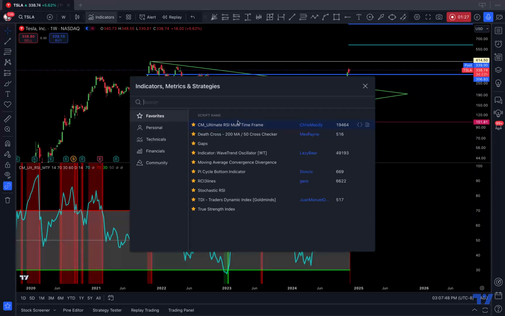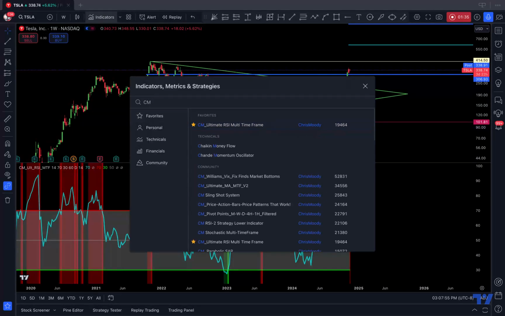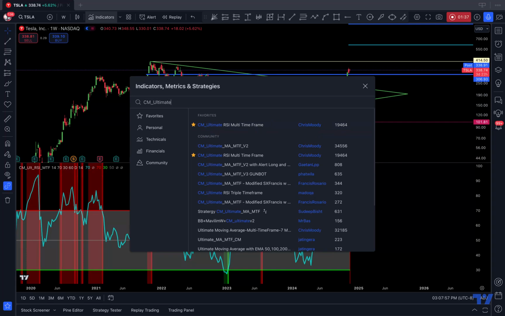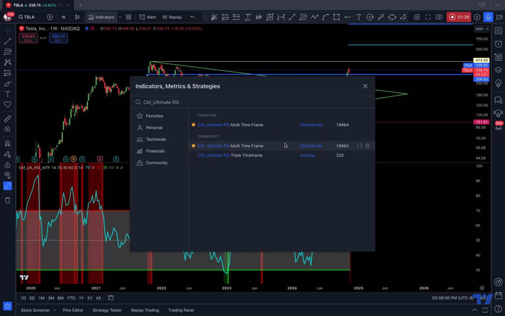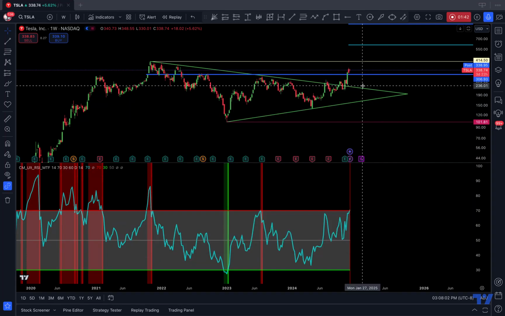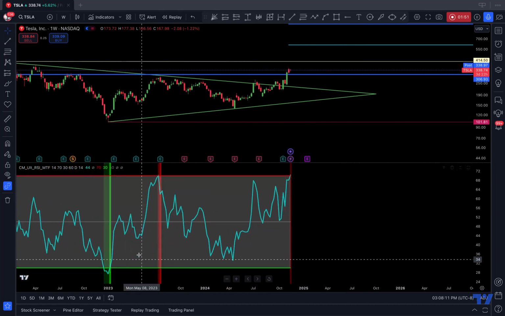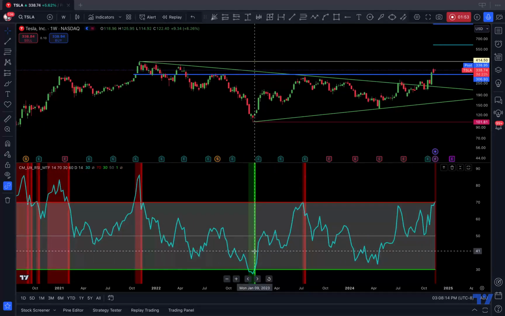And by the way, to search for all of these indicators, just tap your indicators tab on the top left and then just type in CM underscore Ultimate RSI. And you will find the one by Chris Moody. This on a weekly chart is really, really cool. And here's why. When you go on a weekly chart, for example, with Tesla, you can see that every time we've printed a green bar, right, this has been near bottoms, right? This has been pretty much near the absolute bottoms in the markets.